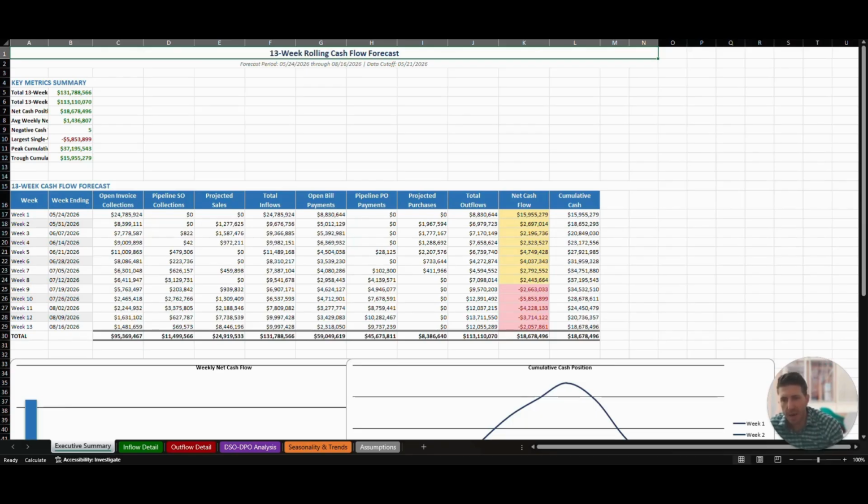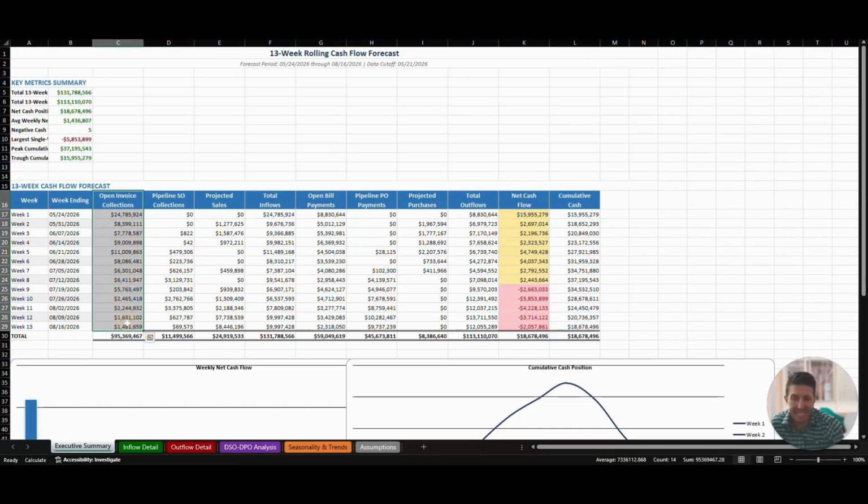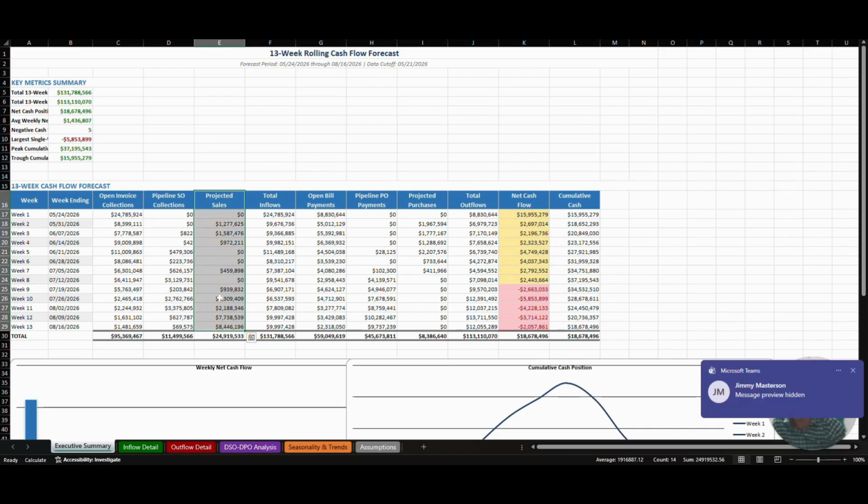Because ultimately, what I want to do when I forecast cash is look at, from a sales perspective, when I look at my open invoices, I need to understand my DSO at the customer level, not at the company level, at the customer level to really make this accurate. I've got my pipeline of sales orders that are going to convert, projected sales as well. So baked in assumptions based on historical sales and seasonality, layered in with whatever custom assumptions you guys want to include as well to get to my total inflows.